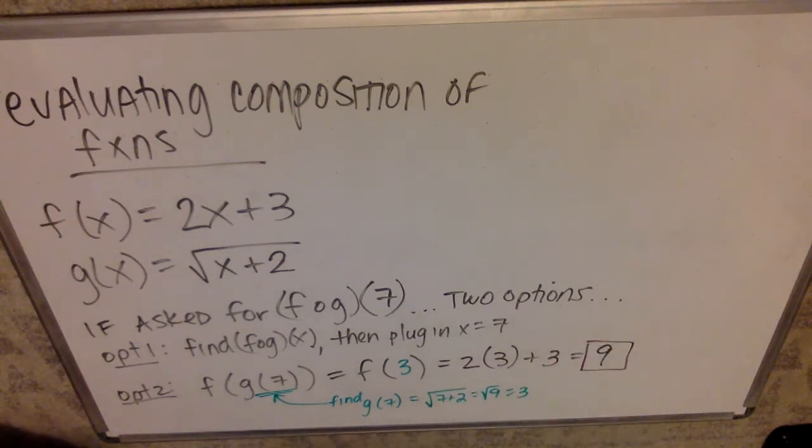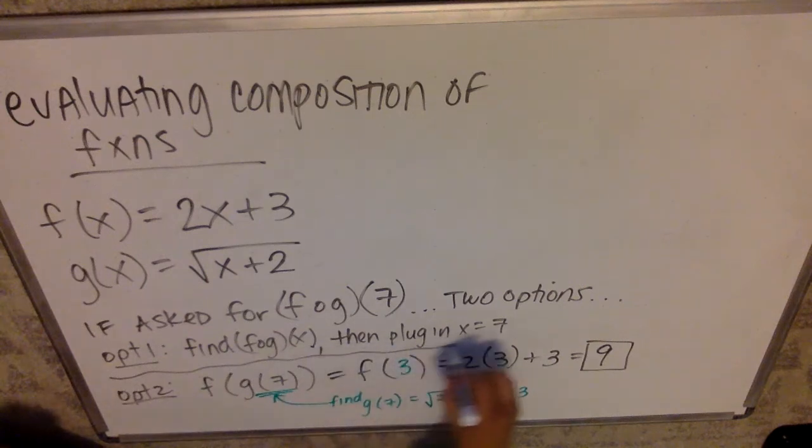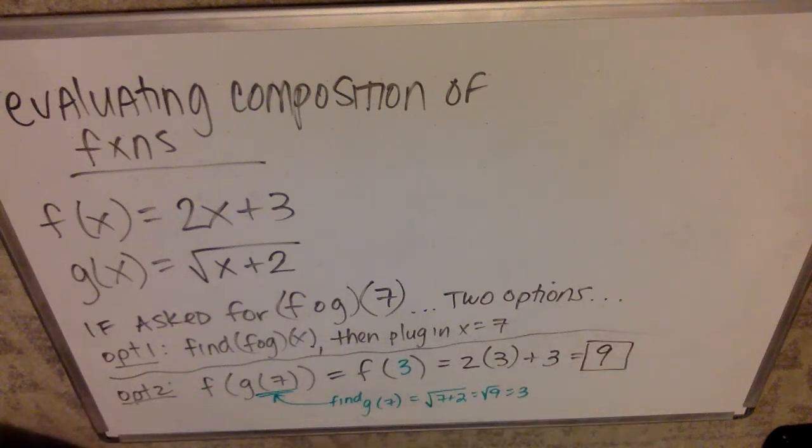So I'm going to get a 9 either way I do it, right? But my point is that if I'm asked to find f of g of a number, like f of g of 7, f of g of 2, f of g of whatever, it's kind of easier to just find g of 7, plug in that number, find f of that number.